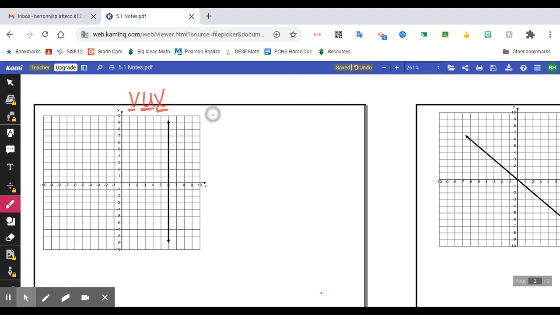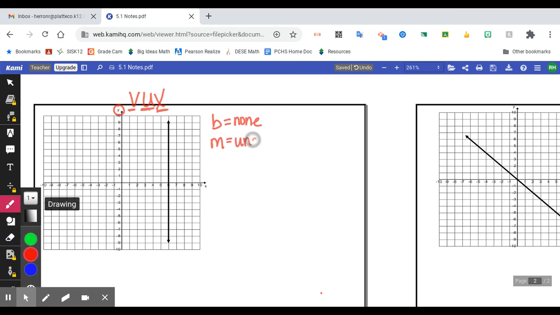So when we start thinking about b and m, right? b means where does it cross the y-axis? Well, it doesn't. So there's nothing I can even put here. It doesn't even have one. The slope isn't a number. It's simply undefined. You guys just had this on your test.